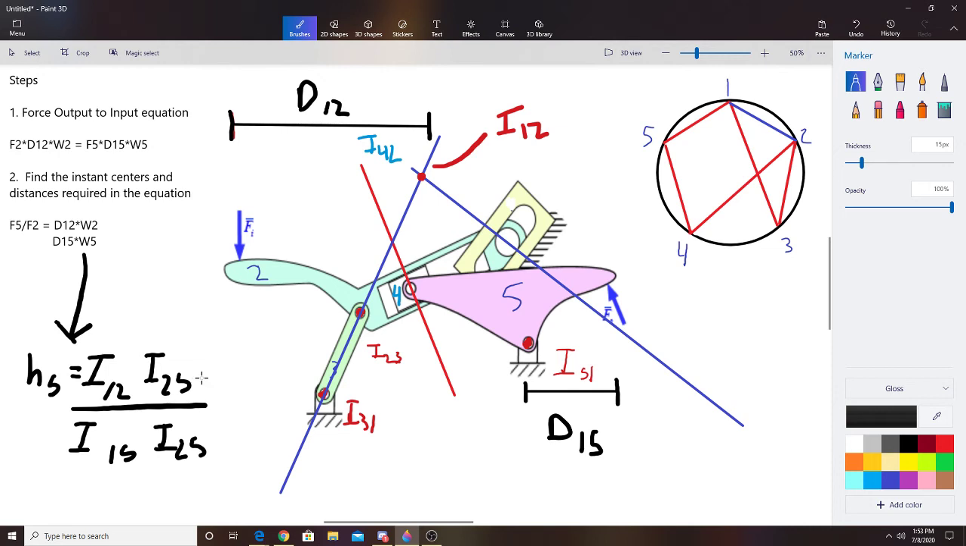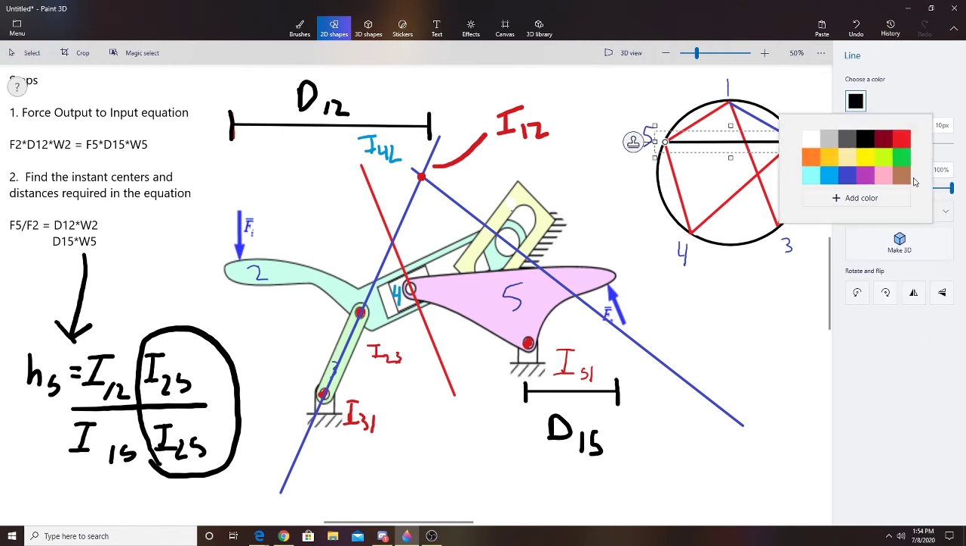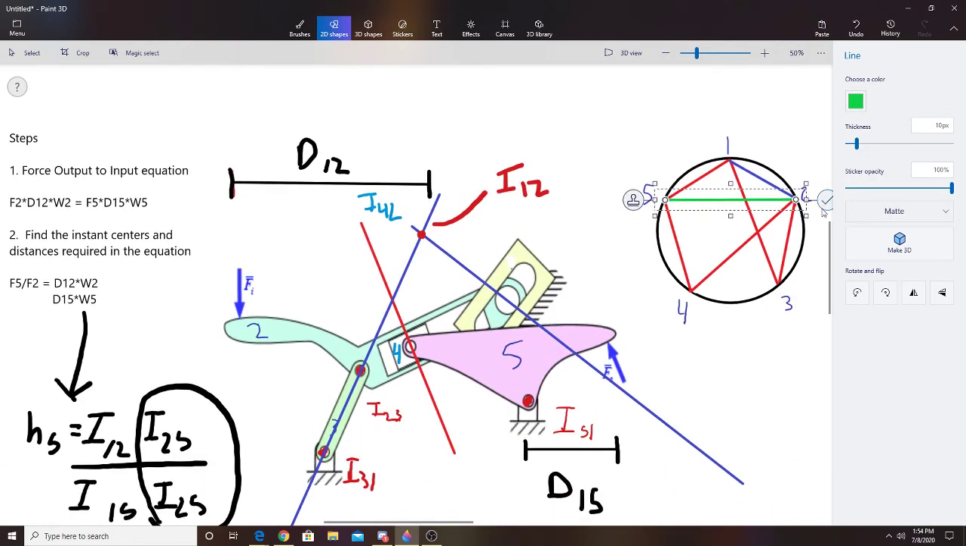So we want 1 over H5 is what we're looking for. So that means we need to find this number as well. Do you guys see a problem with this number? So we have I1,5. We have I1,2. We do not have I2,5. So that means we still need to find I2,5. So I2,5 is right here. Green. So I2,5 is right there.